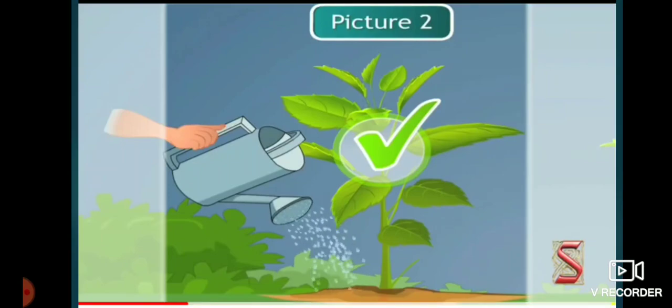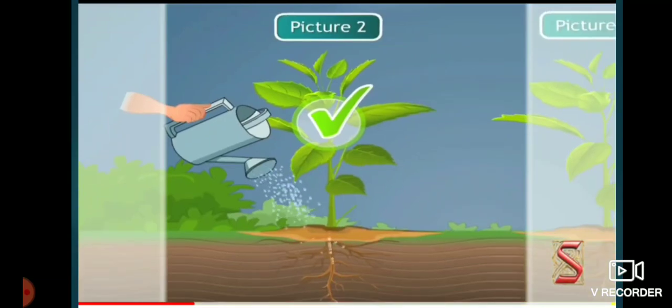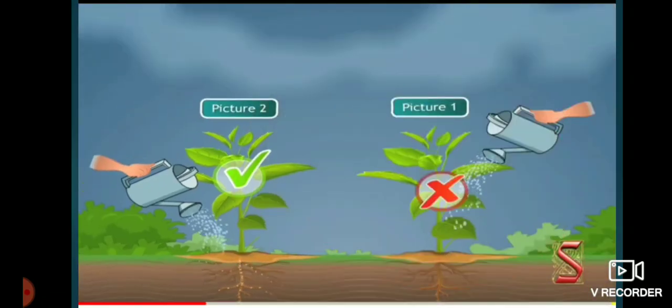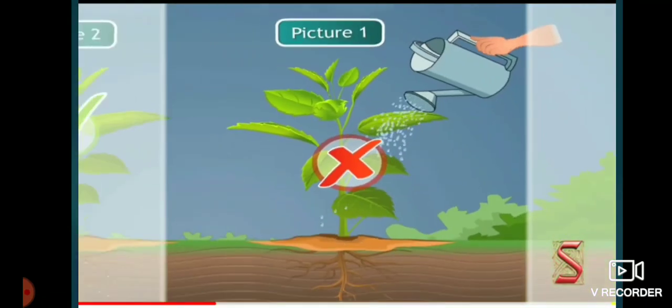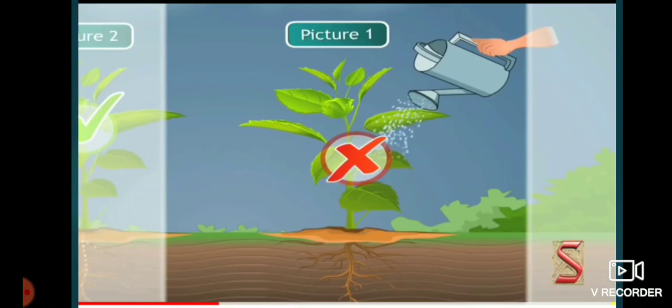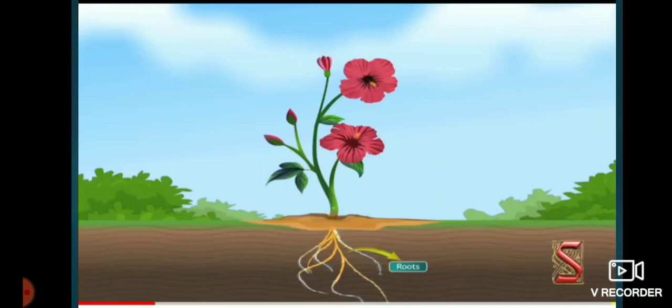From the soil, roots will absorb the water and give it back to the plants. But in picture 1, we are giving water to the leaves. Leaves will not absorb water. We studied this in our lower classes. Now, let us study in detail about the functions of root or roots.